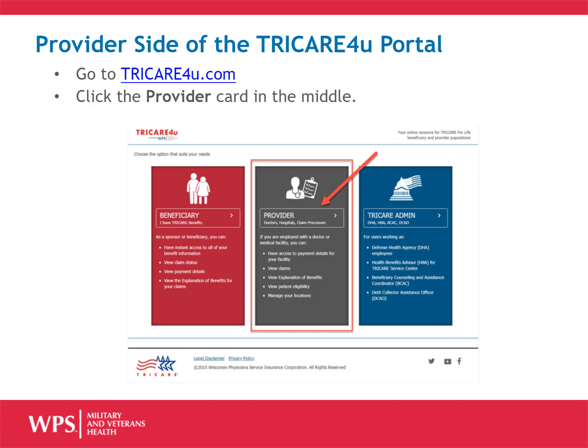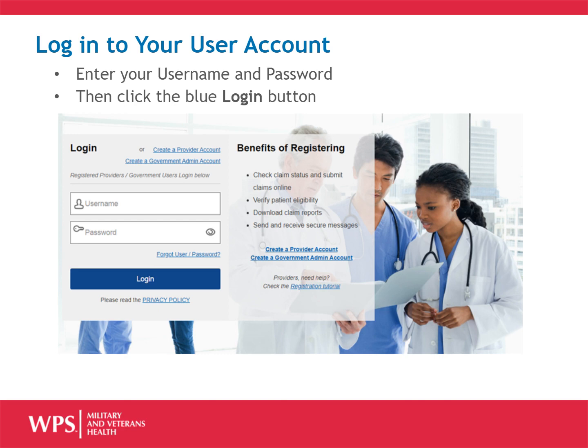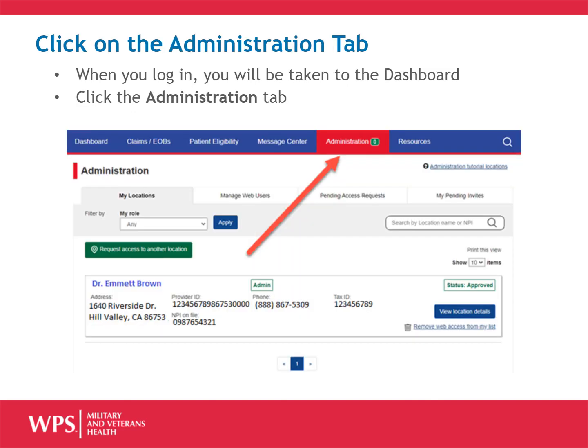Once you are on the landing page, click the provider card in the middle. To use your administration tab, you must be logged into your user account. Please log into your user account by entering your username and password, then clicking the blue Login button. When you log into your user account, you will automatically be directed to the Dashboard tab. Click on the Administration tab on the right.